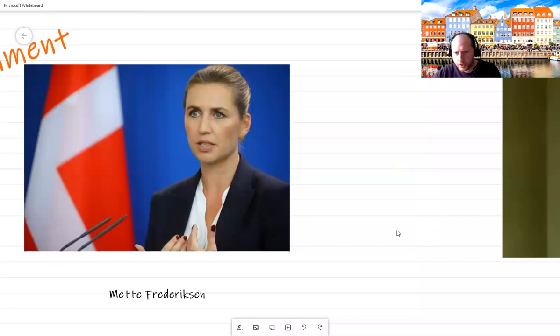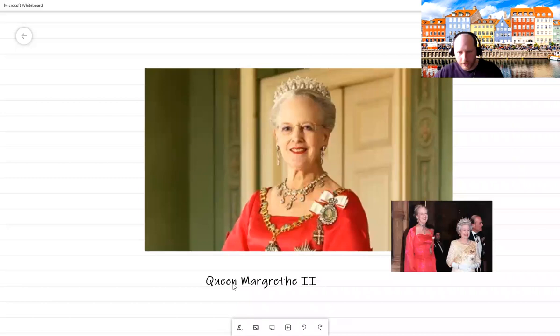Now, she's not the person that you would find on the krona, on the money, because again, much like Britain, Denmark has a royal family and a queen. Queen Margaretha II is the current queen of Denmark. Prime Minister, Lauren, yes, definitely Prime Minister, not President.